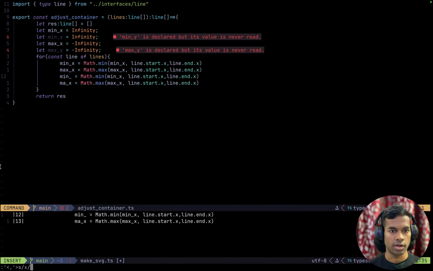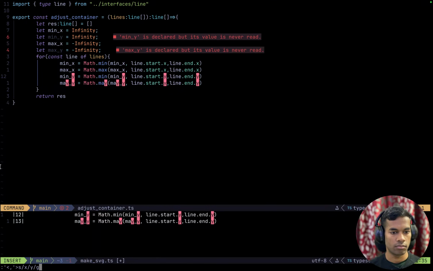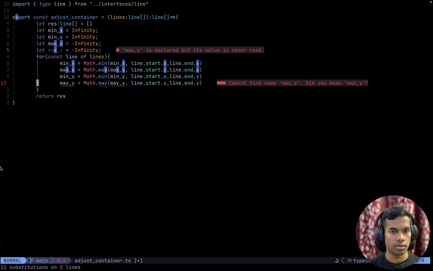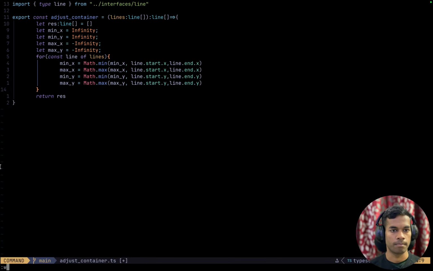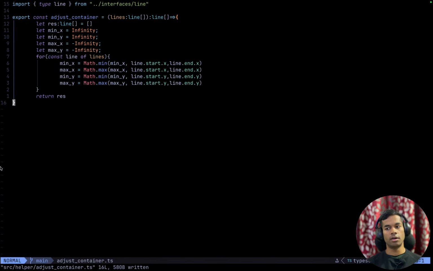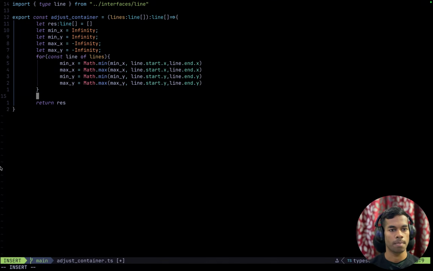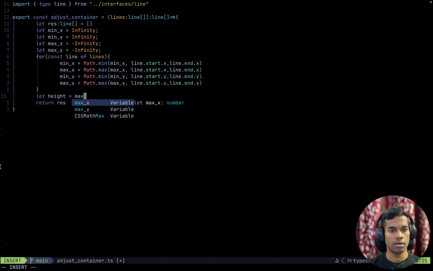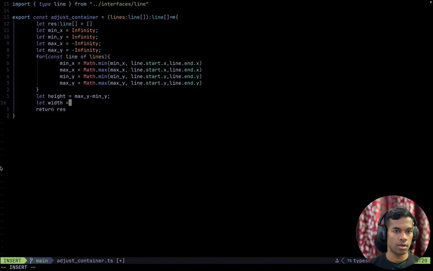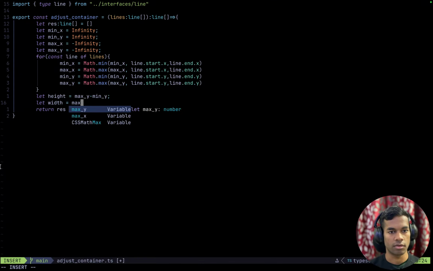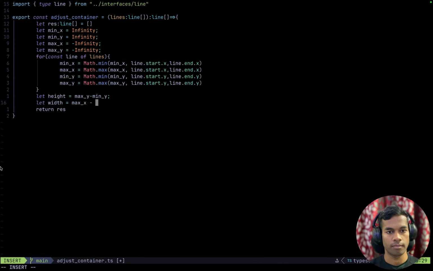Substitute x with y globally, enter, and yes, here substitute min with max on the whole line. Okay, we have min x and min y. Okay, so let height be max y minus min y, and let width be max x minus min x.